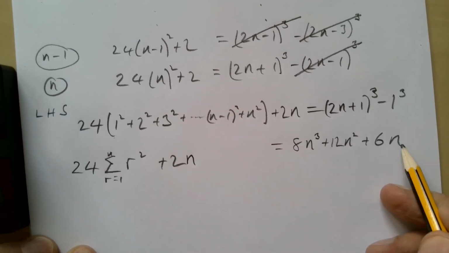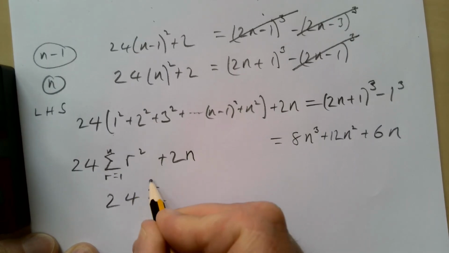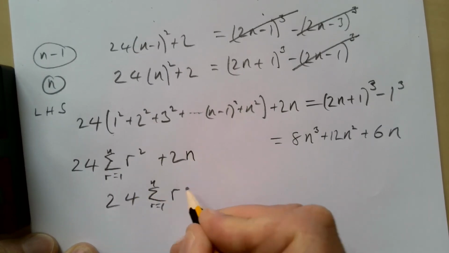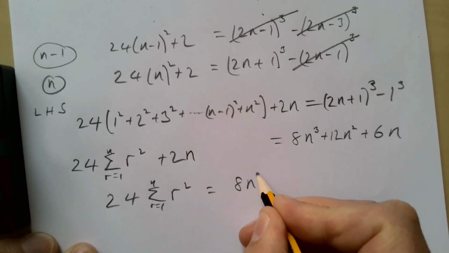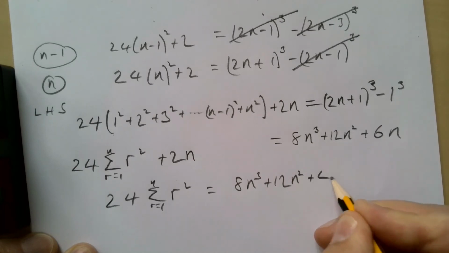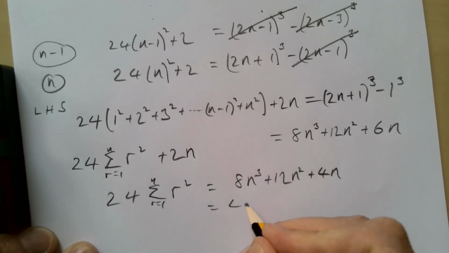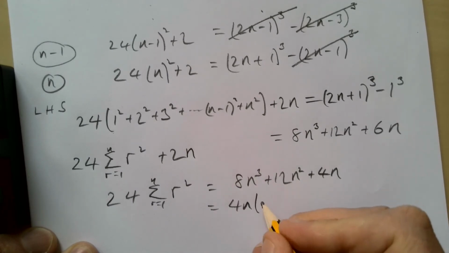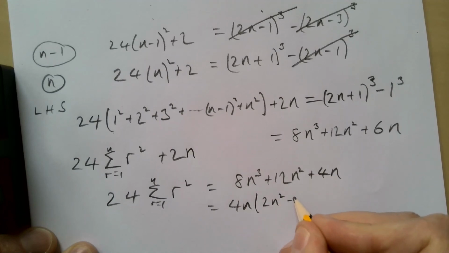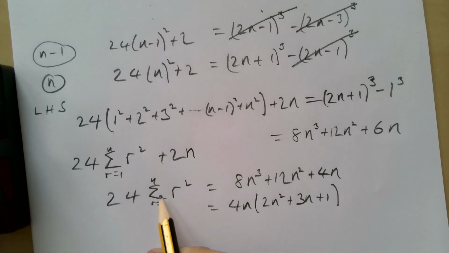So we're going to take away 2n from both sides first of all. So that's going to give us 24 times the sum of n r squared equals 8n cubed plus 12n squared plus 4n. A 4n is going to come out of this, so it's going to be 4n upon 2n squared plus 3n plus 1. We have been asked for the formula for the sum of r squared, so we're going to now have to divide both sides of this by 24.